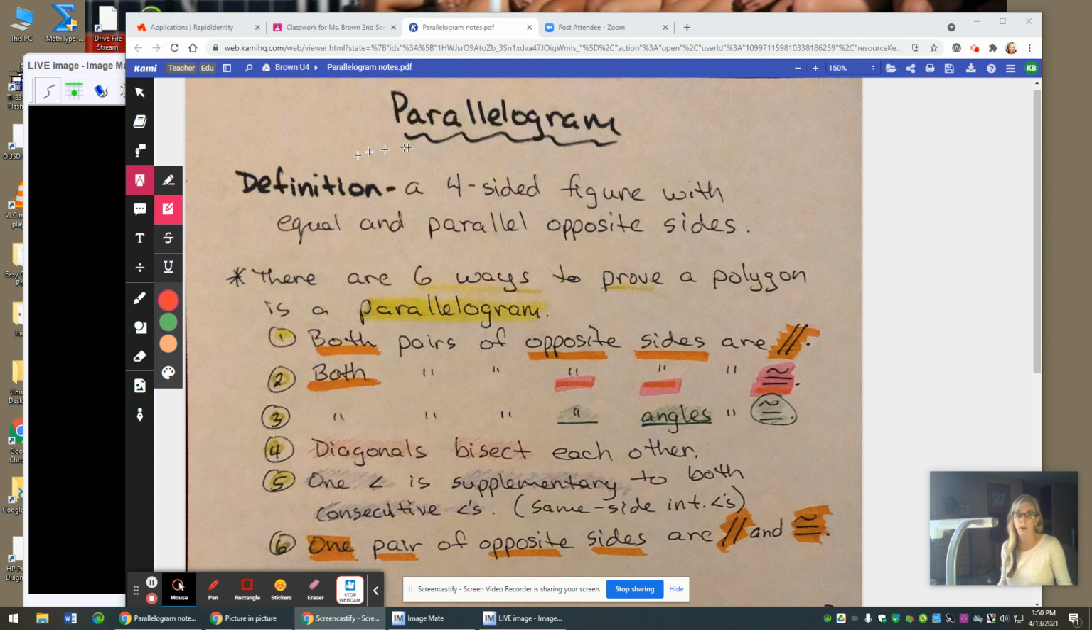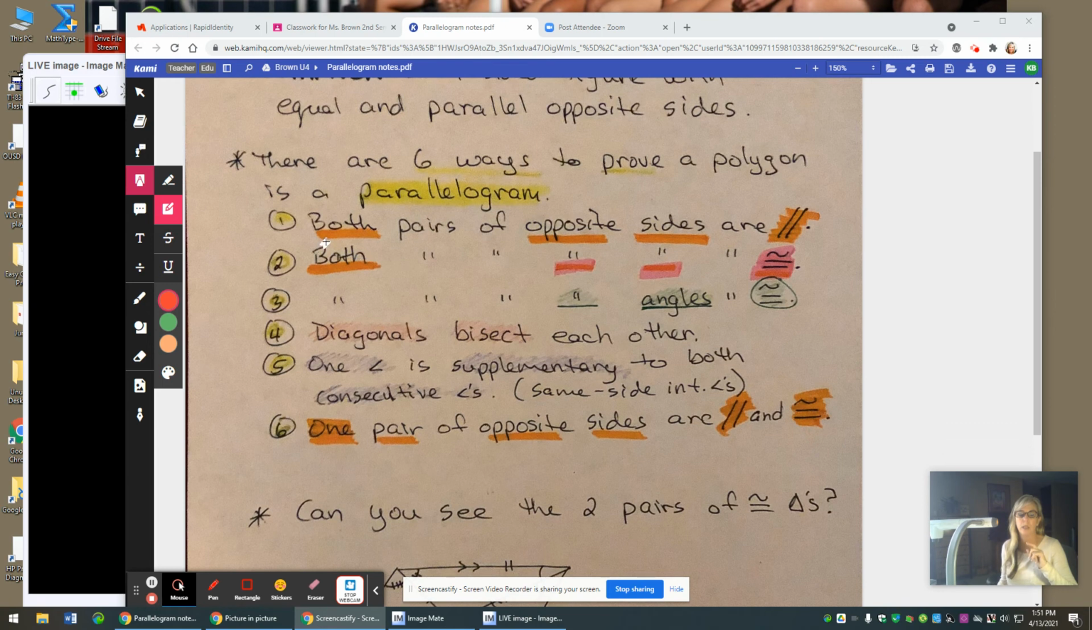First of all, what's a parallelogram? It's a four-sided figure with equal and parallel opposite sides. So the opposite sides are not just parallel, but they're also equal to each other. There are 6 different ways you can prove a polygon is a parallelogram. One of those is if both pairs of opposite sides are parallel.